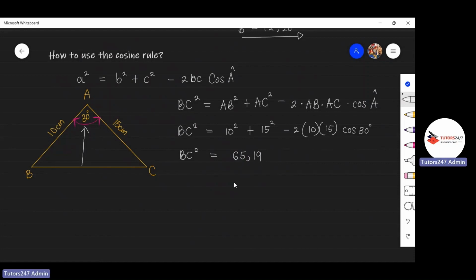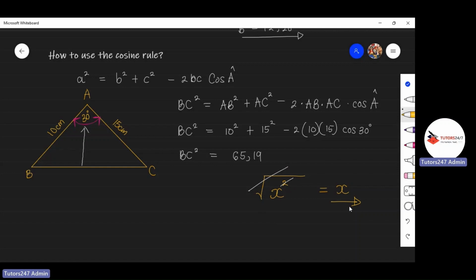So we've put the entire right-hand side onto our calculator, and we've now obtained a value of 65.19. From here, we now need to get rid of the squared on top of BC. Something important to take note of is how do we actually get rid of a squared on top of a variable? If we have x squared, how do we get rid of that squared? We use the opposite operation, which is square root. So our square root will cancel the squared, and we will then be left with x.